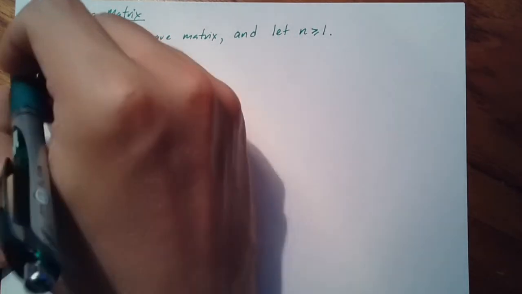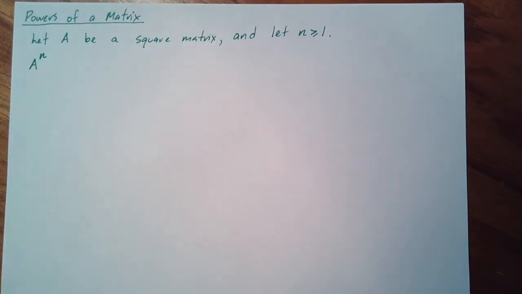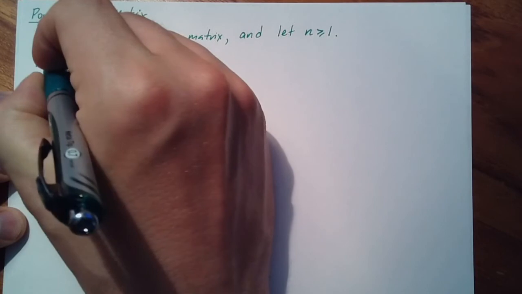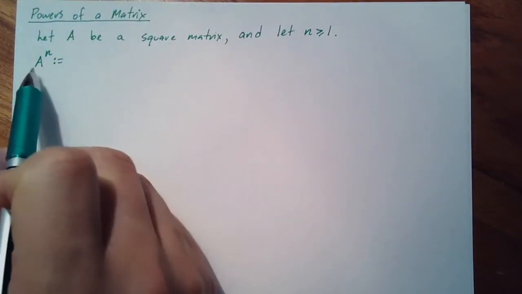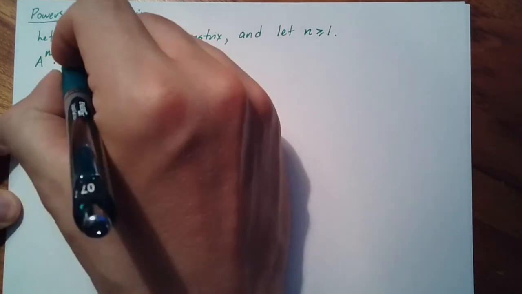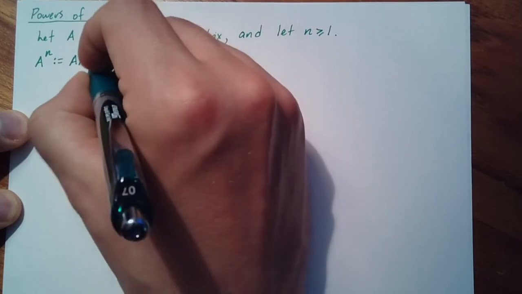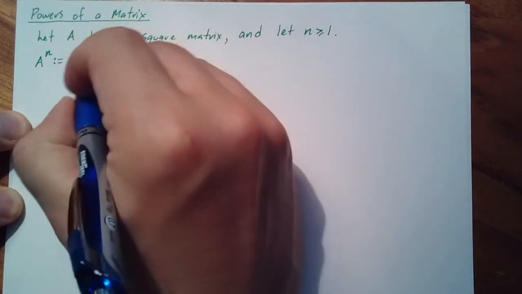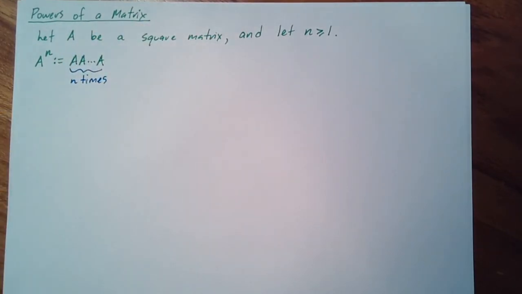Now we can define what it means to take A and raise it to the power of n. So you use the exact same idea that you would use if you were defining powers of real numbers. What A to the power of n is defined to be is you just take A and you multiply it by A, and you keep on multiplying it by A, and you do that n times. So the number of times you multiply A by itself is completely determined by what appears in the exponent.